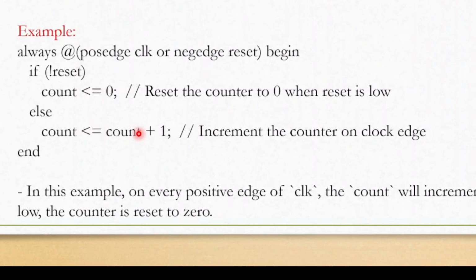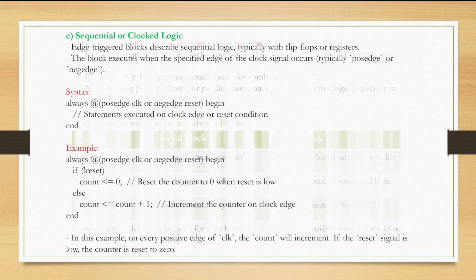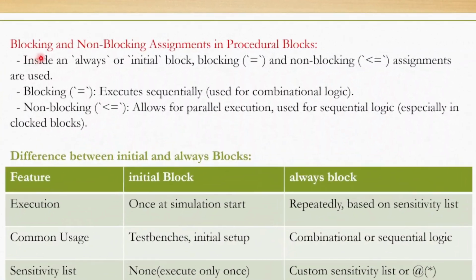In this example, on every positive edge of clock, the count will increment. If the reset signal is low, then the counter is reset to 0. Blocking and non-blocking assignment in procedural blocks. Inside an always or initial block, blocking and non-blocking assignments are used. Blocking assignment executes sequentially. It is used for combinational logic. Non-blocking assignment allows for parallel execution, used for sequential logic, especially in clock blocks.